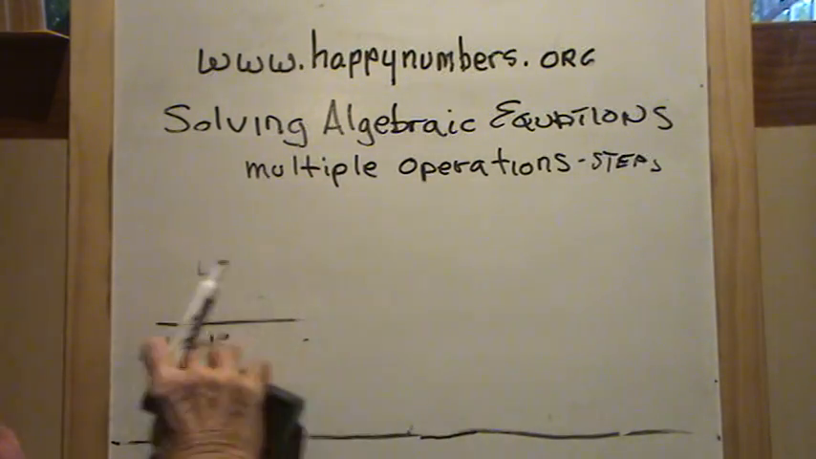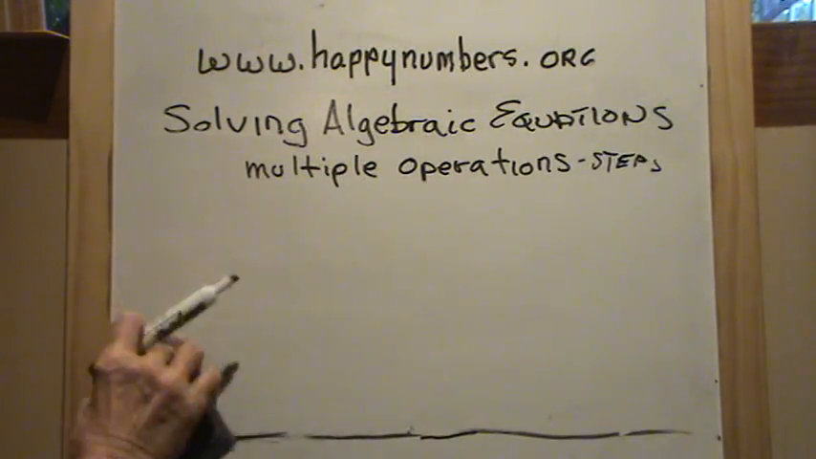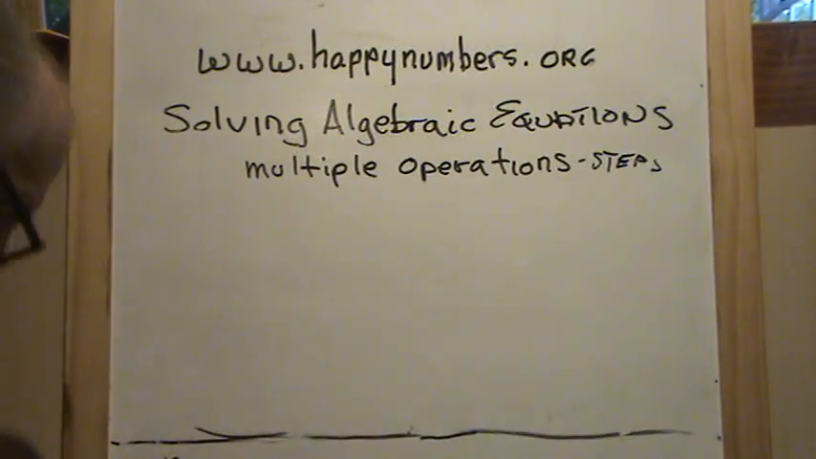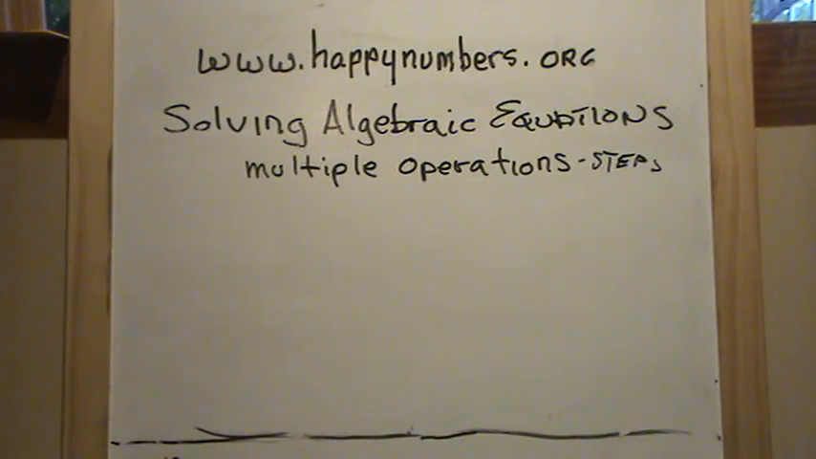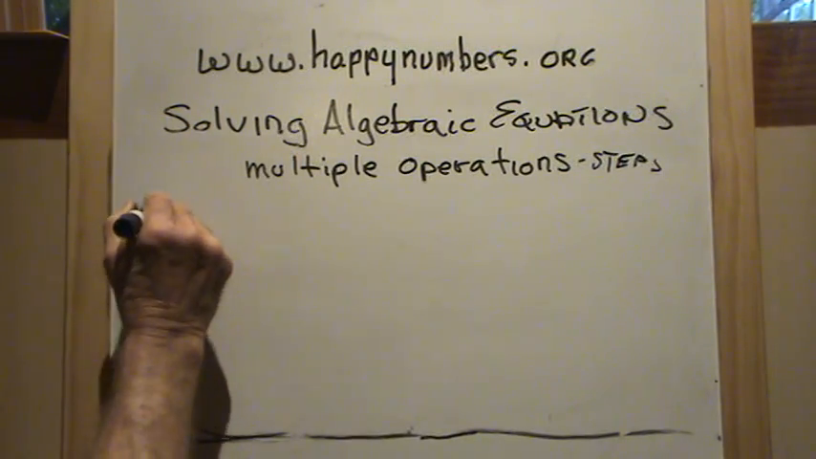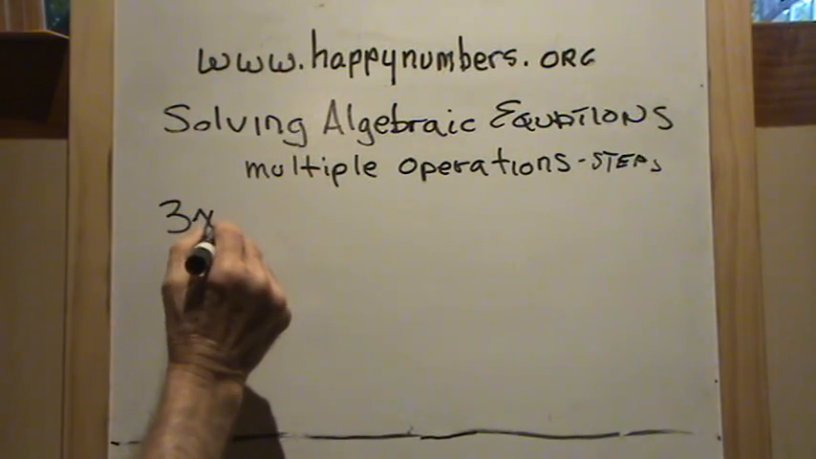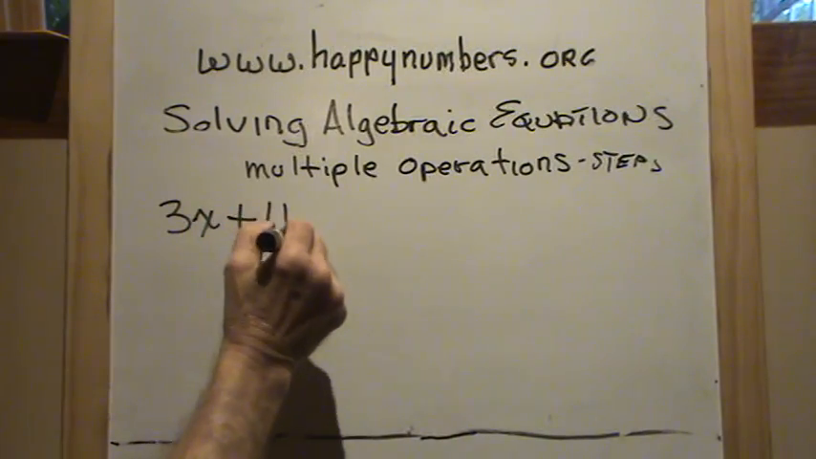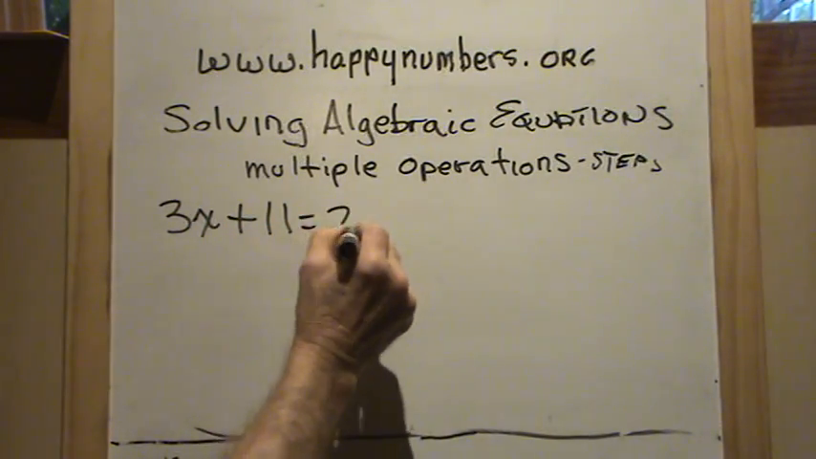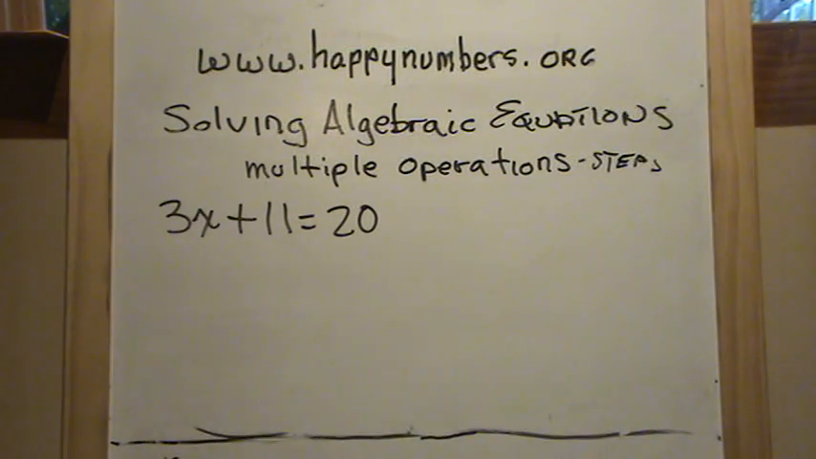I'll just put one up at a time because I need more room when we're doing the explanations here. So let's take this problem: 3x plus 11 equals 20. Put your DVD or video on pause, work this problem, and then turn it back on again and we'll take a look.